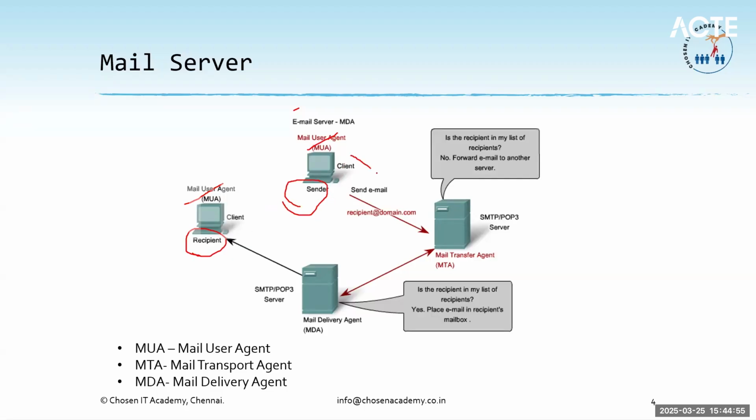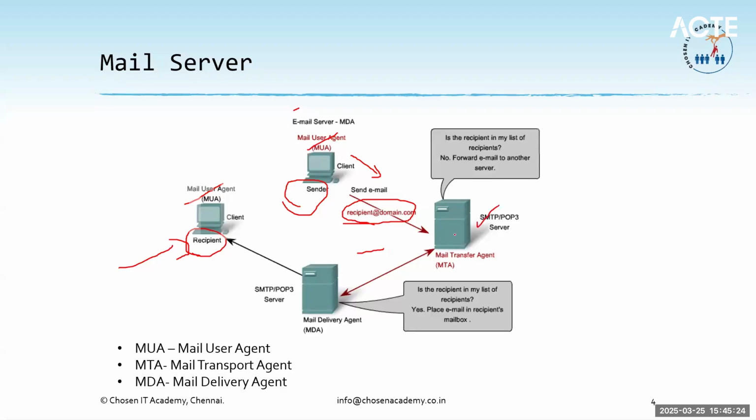So he's sending an email here, and the recipient email address is recipient@domain.com. That is the recipient's email address. It is first received by the SMTP server, something like Postfix or Sendmail or Gmail, whatever.